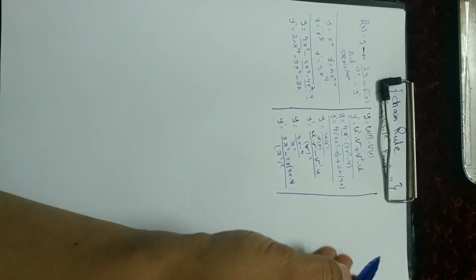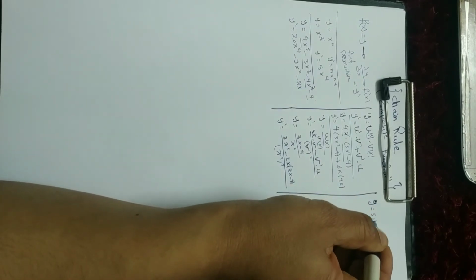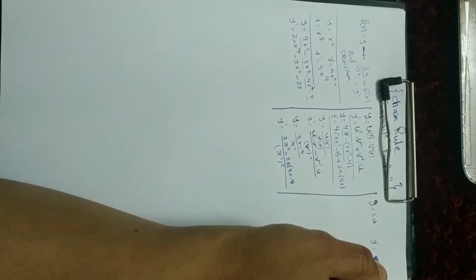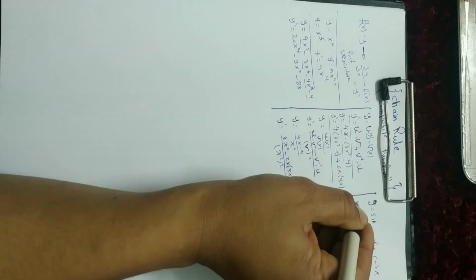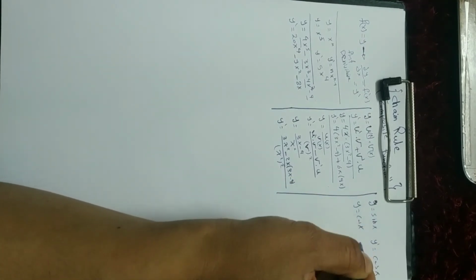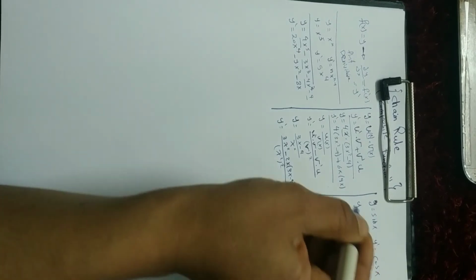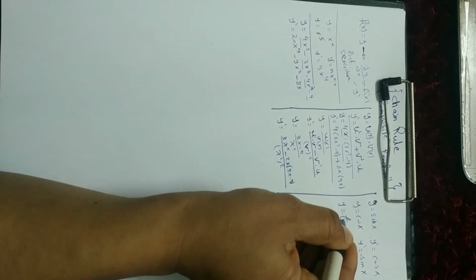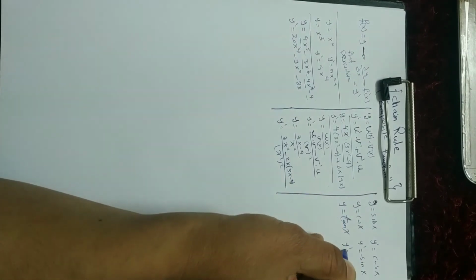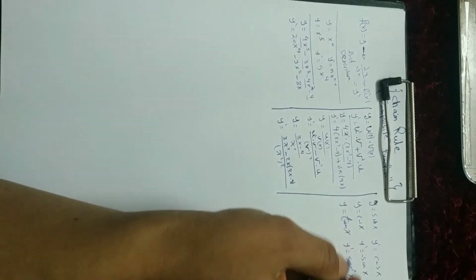The derivative of trig functions: y equal sin x, so y prime will be cosine x. Y equal cosine x, y prime will be negative sin x. Y equal tan x, y prime will be sec^2 x.